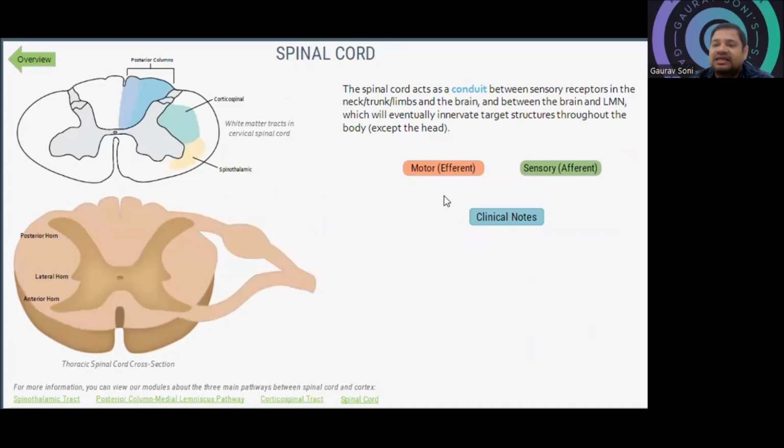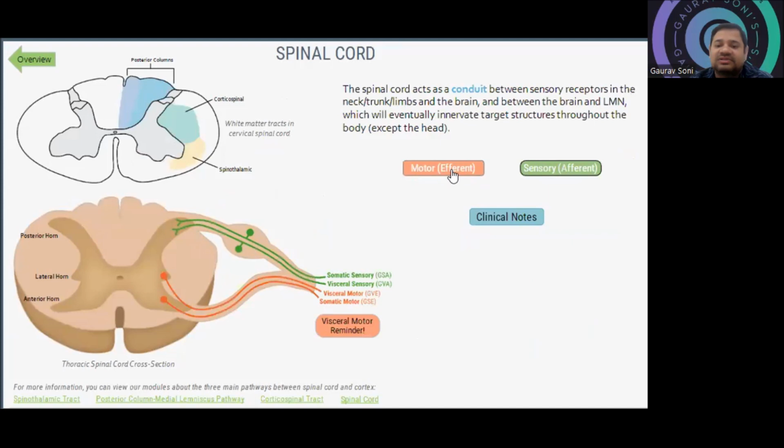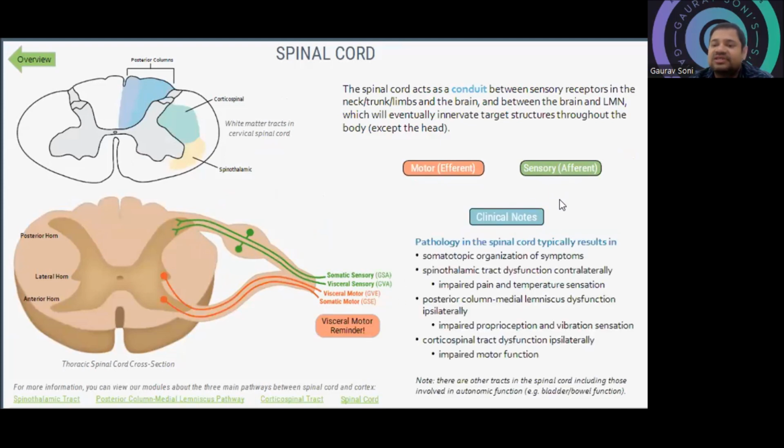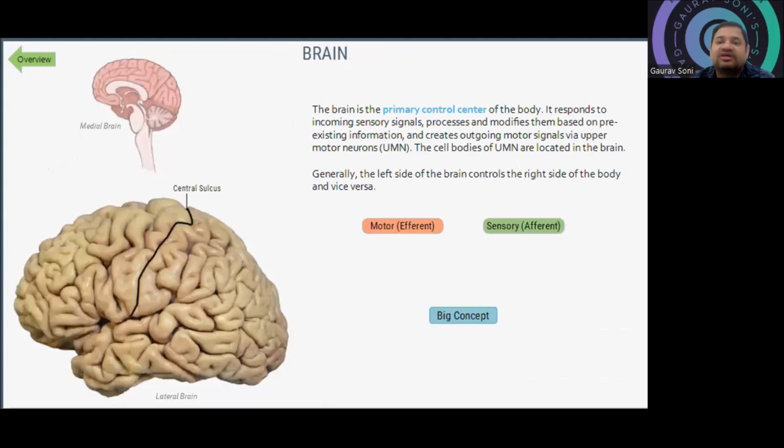So there will be a motor efferent part, then sensory. You see the motor also. You can see the sensory also. The visceral motor. Symptoms would be a somatotopic organization of symptoms: spinothalamic tract dysfunction, contralaterally, that is impaired pain and temperature sensation; posterior column medial lemniscus dysfunction, ipsilaterally, then impaired proprioception and vibration sensation. All these things you can see in detail in previous slides or lectures which are already uploaded.